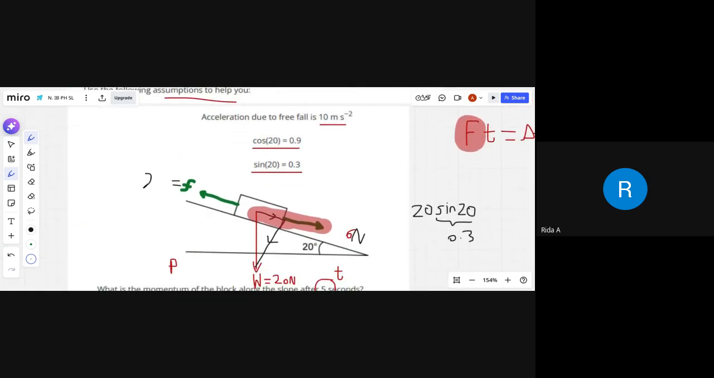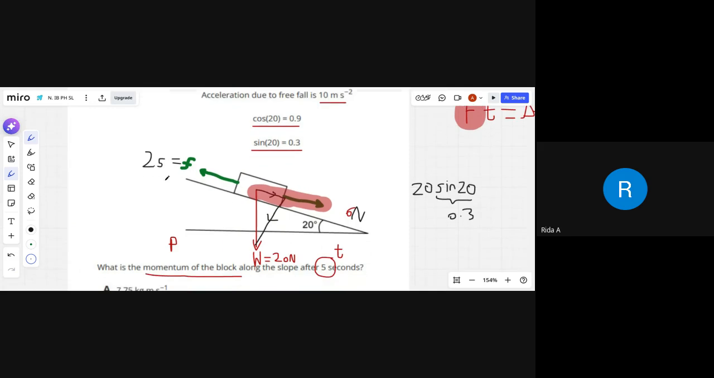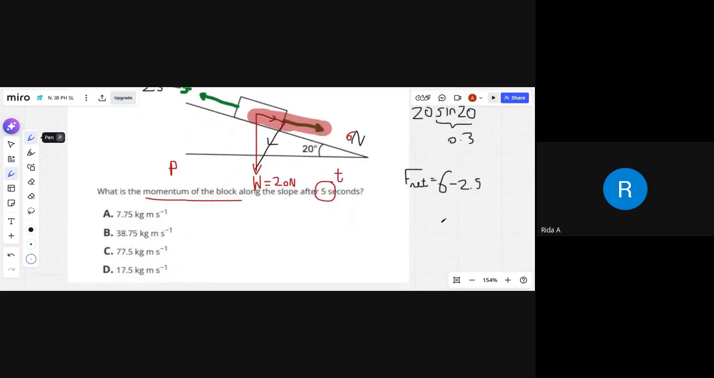And friction is 2.5, I believe. Yes, 2.5. And the block is sliding down, right? Your net force will be the bigger force minus the smaller one. 6 take away 2.5 is 3.5. So your net force is 3.5.